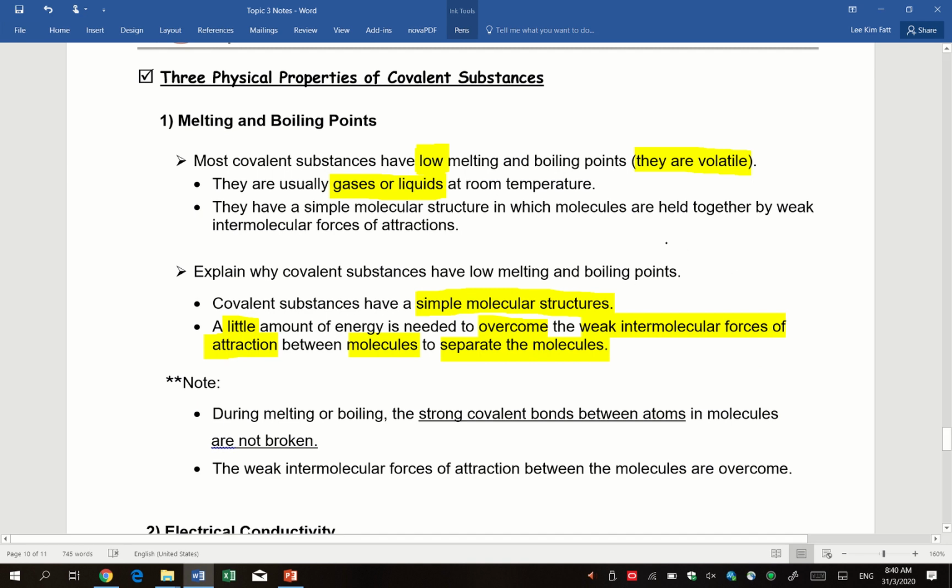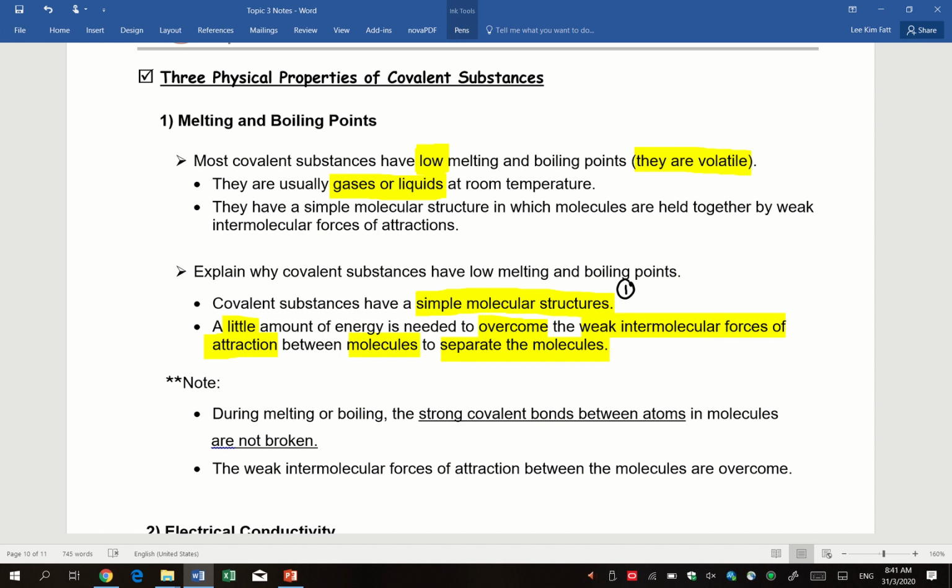Okay, this is a fairly standard question that is usually asked in test or exam. So few things you need to mention. First of all, you need to mention to me that whatever compound, let's say the question is asking you on water. Why does water have a low melting and boiling point? So you need to tell me that water has a simple molecular structure, so that's one.